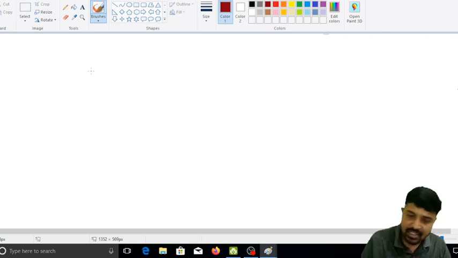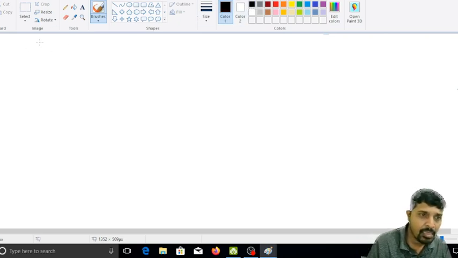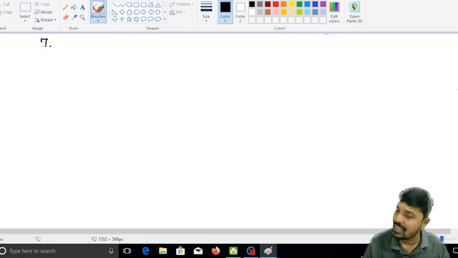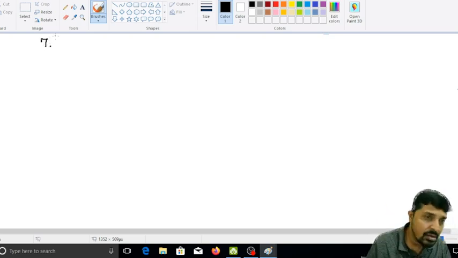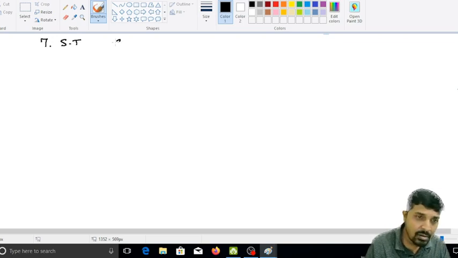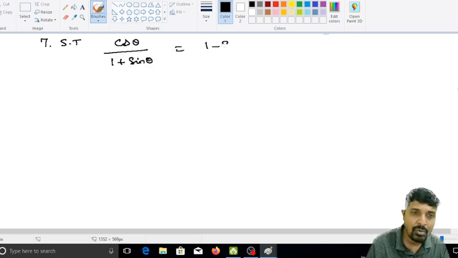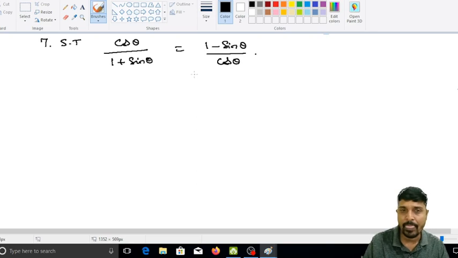Now I'll go for sum number 7. Now let's see sum number 7. Show that cos theta over 1 plus sin theta is equal to 1 minus sin theta over cos theta. So this is what we have to prove.